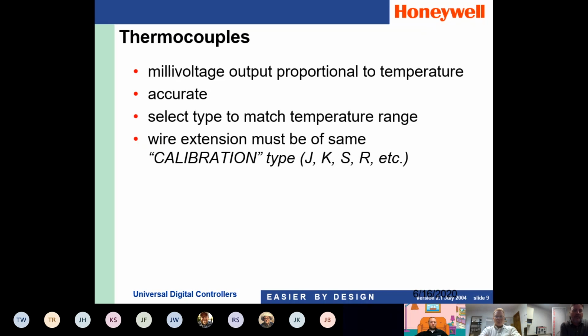If you don't do this, it can introduce a lot of variations to your process signal, and it creates a lot of error. So this is one of the things that we see commonly happen out in the industry when new extension wire has to be run. Sometimes customers will just use copper wire, and you have to make sure that you don't do that, that you actually use the thermocouple extension wire that's matching your thermocouple.